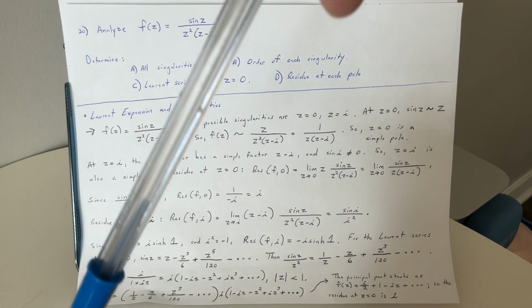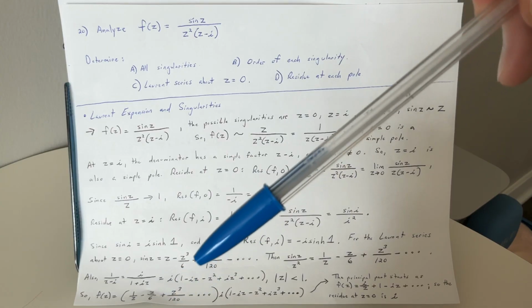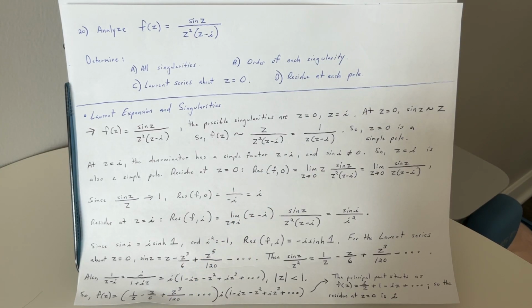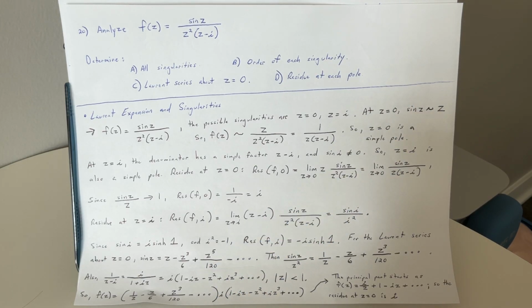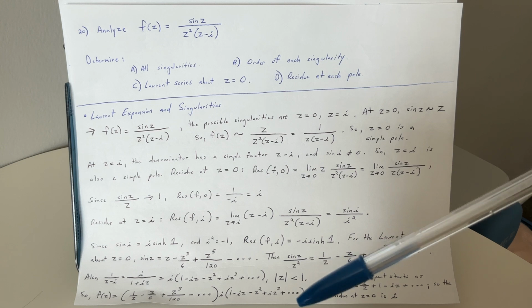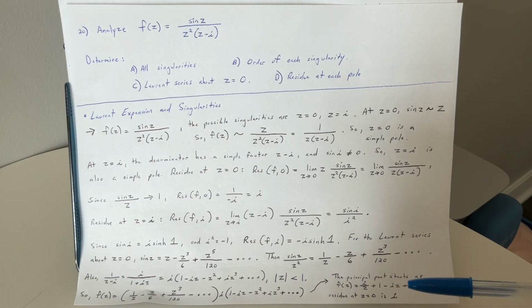And for here, f of z equals the quantity 1 over z minus z over 6 plus z cubed over 120 minus dot dot dot, times i times the quantity 1 minus iz minus z squared plus iz cubed plus dot dot dot. And the principal part starts as f of z equals i over z plus 1 minus iz plus dot dot dot. So the residue at z equals 0 is i.